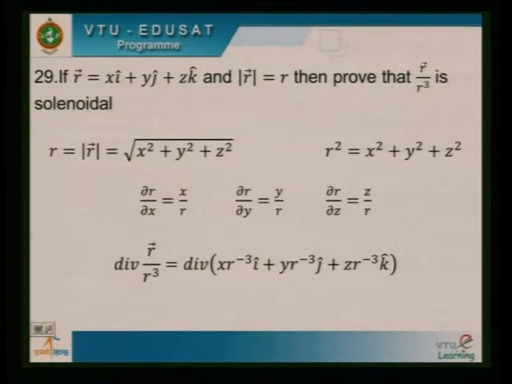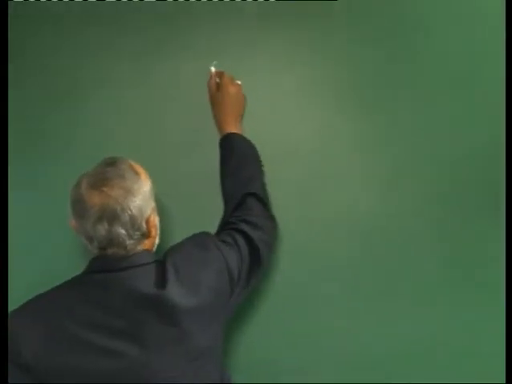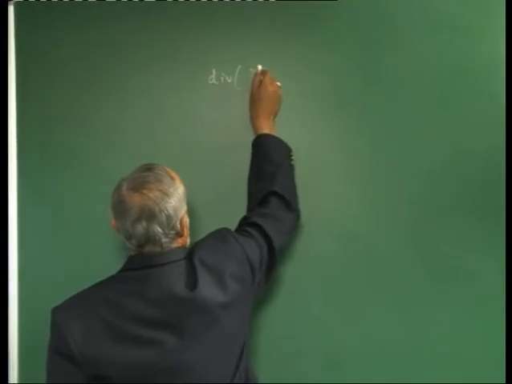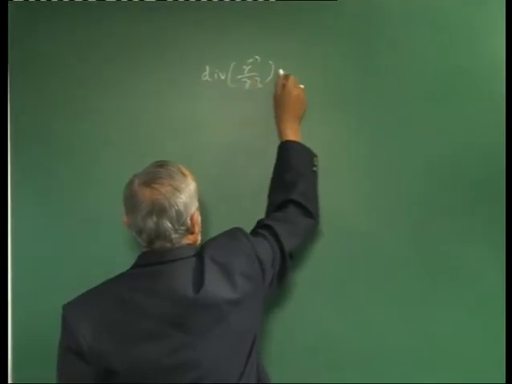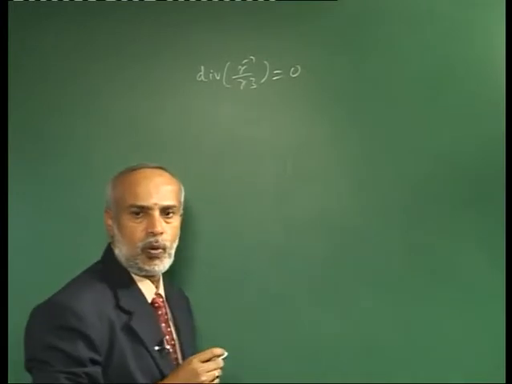Next, if R vector is equal to x i vector plus y j vector plus z k vector and modulus of R vector is equal to r, then prove that R vector divided by r cube is solenoidal. That means you have to prove that the divergence of R vector by r cube is equal to 0. This is your intention to prove.